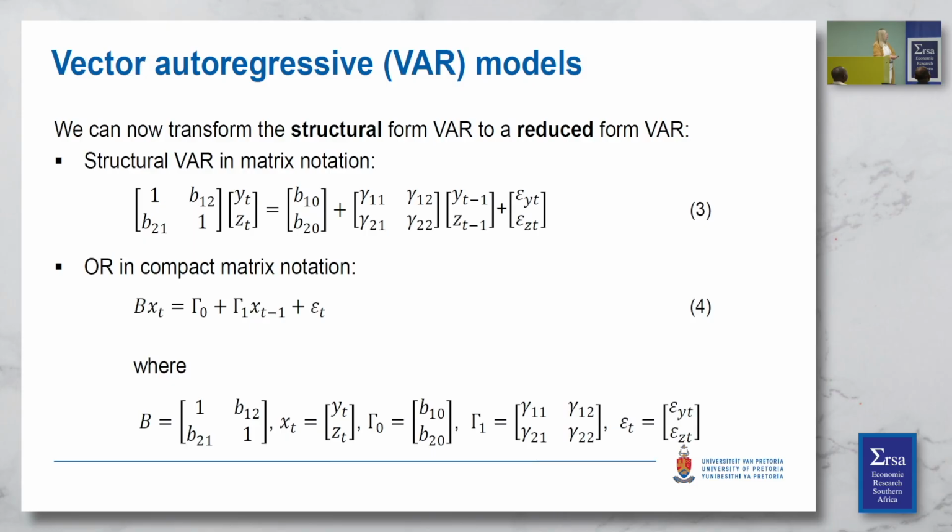So how do we get to the reduced form VAR? So reduced form VAR, what we want to get rid of is the current period y and z. So how we do it, we just call that matrix B. It's a 2 by 2 matrix. We call this column vector gamma. We call that square matrix gamma 1, and so forth.